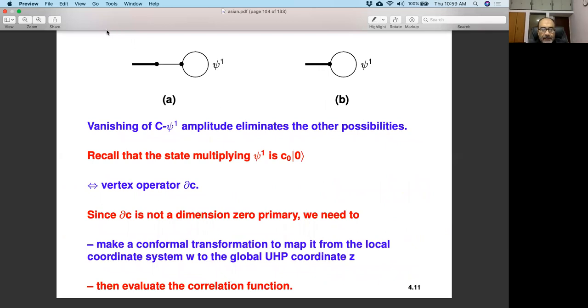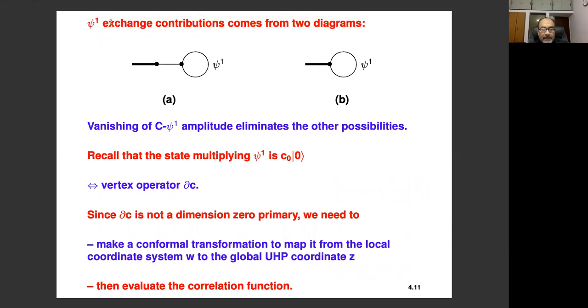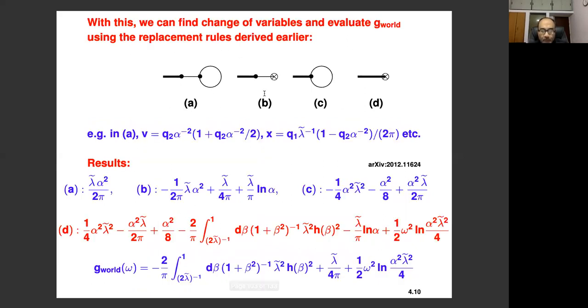Okay, so let's now turn to the psi1 exchange contribution. This comes from 2 diagrams. Now we must ask why 2? Because after all, we had these 4 diagrams over here, and any of the propagators could have been psi1.